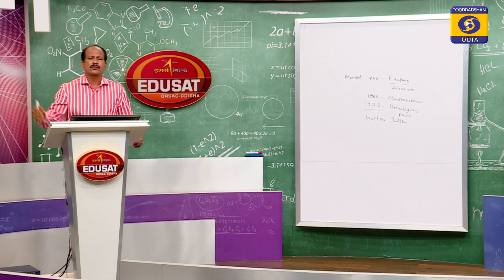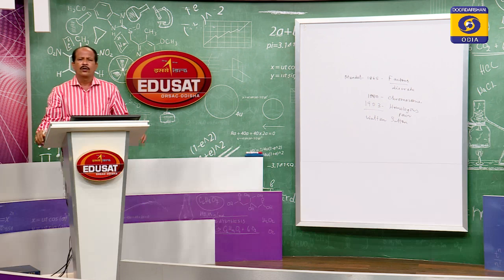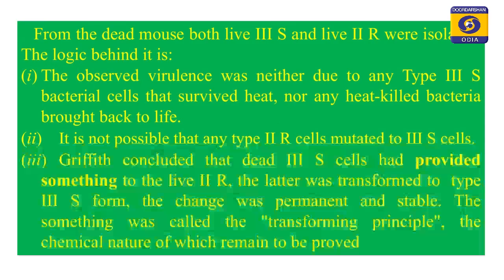And what might be the result? He repeated this, then he put the question: is the recovery of the live 3S from the dead bodies because during heating some survived, or some got back their life? It is not possible. Second, it is not possible that type 2R also mutated to 3S.